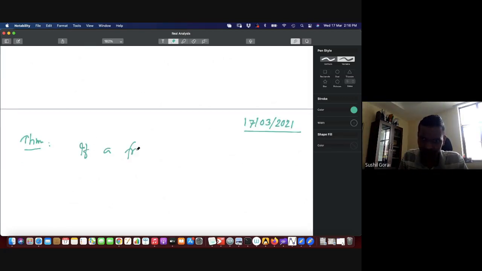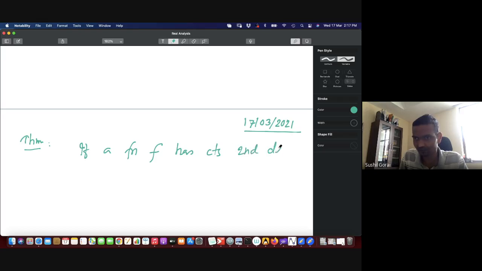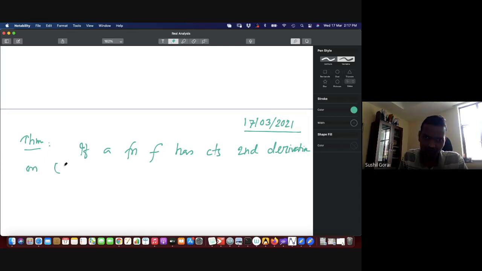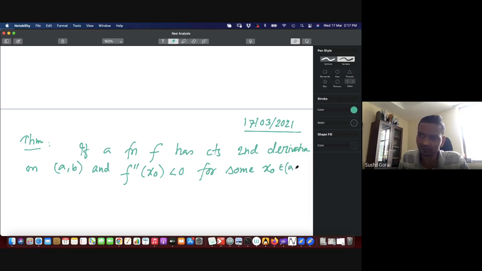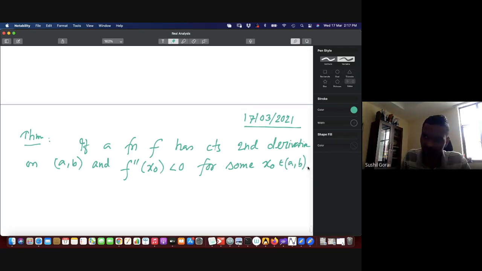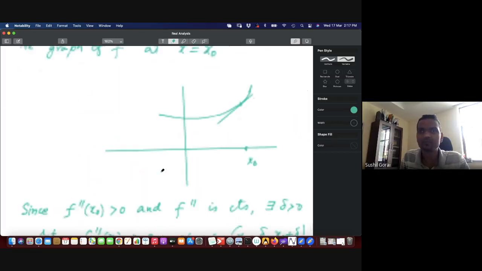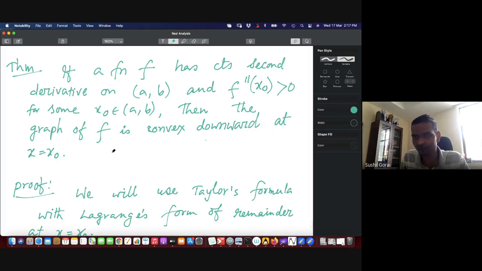If a function f has continuous second derivative on (a, b) and f double prime of x naught is less than 0 for some x naught belonging to (a, b), then the graph of f is convex upward.